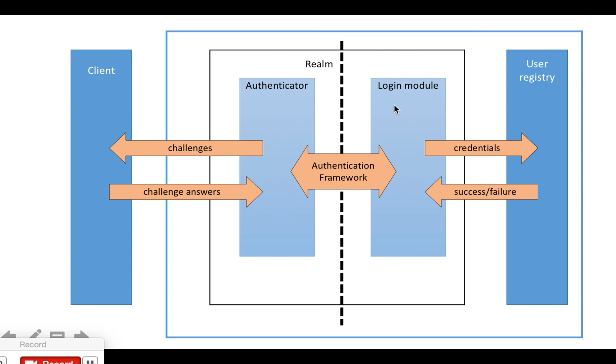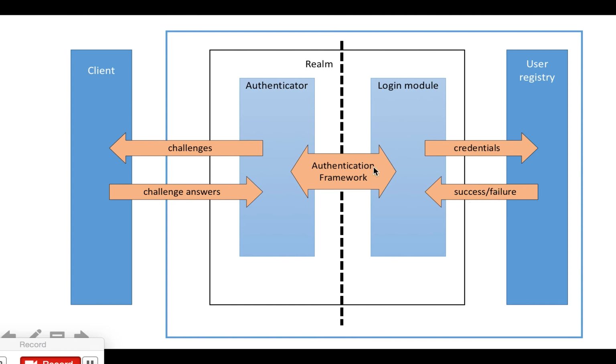The login module, in its turn, doesn't know anything about the client. It never communicates with the client directly, but it does know how to validate credentials. The separation between authenticator and login modules helps to achieve a higher security level, because the client never talks directly to the login module, and the login module has access to the user registry, so it can validate whether credentials are good or not.